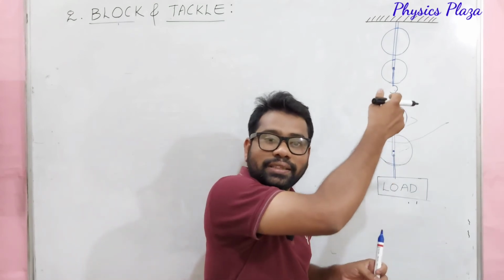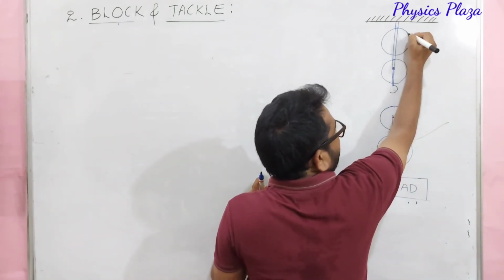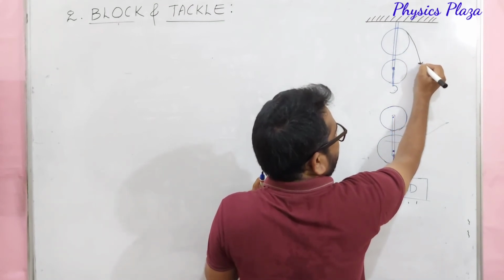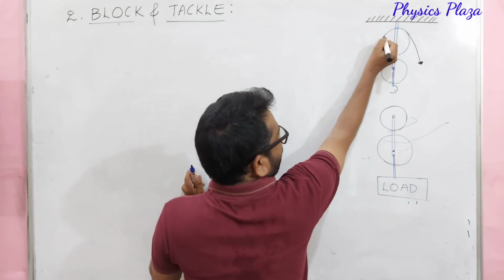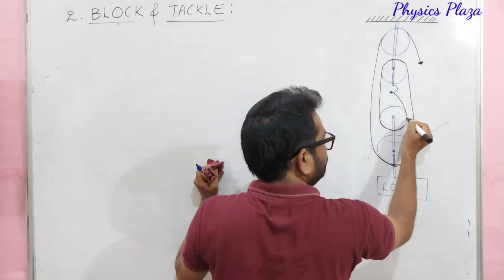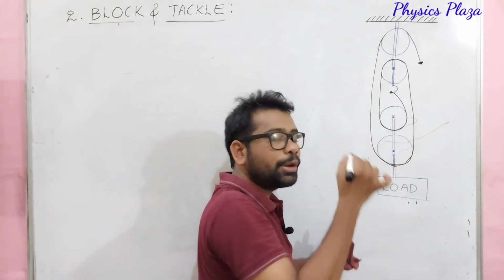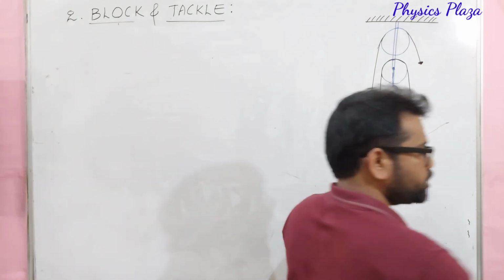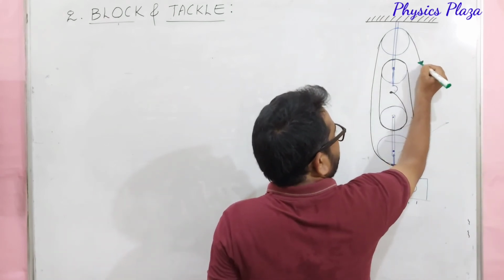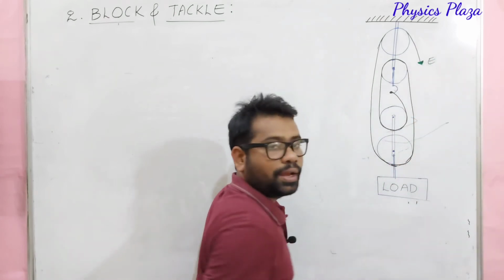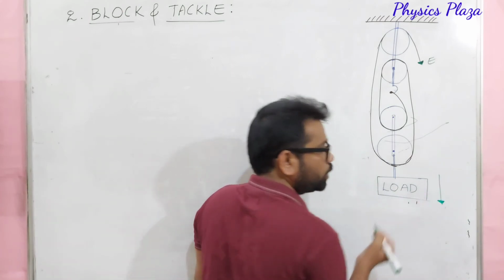Now let us try to connect these two blocks with a string. Here is this end, and at this end we are going to apply the effort. From here, dear children, you take a string to the hook. So this is how we can connect the pulleys in different blocks. Now look here. This is the point where we are going to apply the effort, and the load direction is always vertically downwards only.